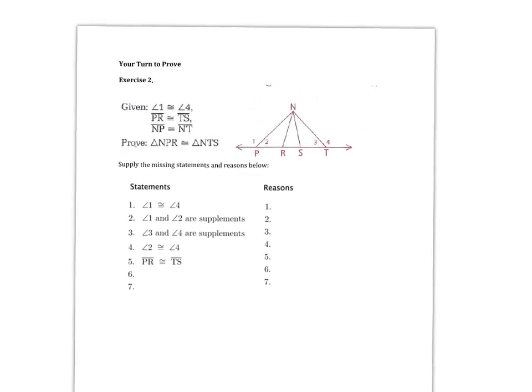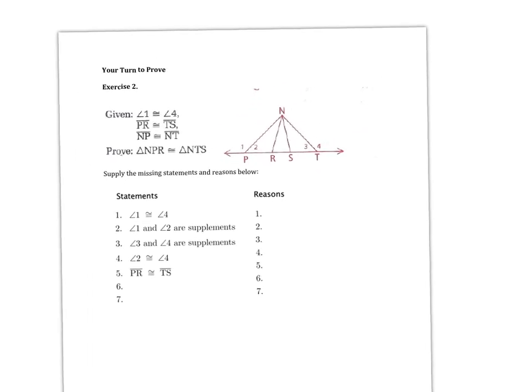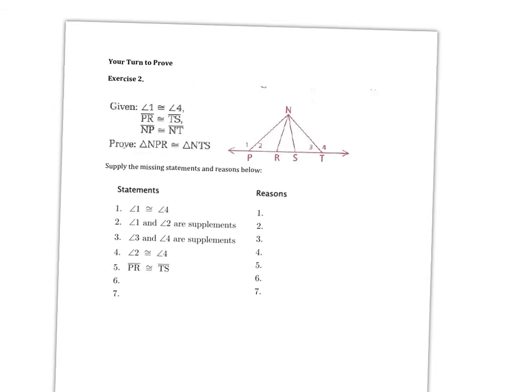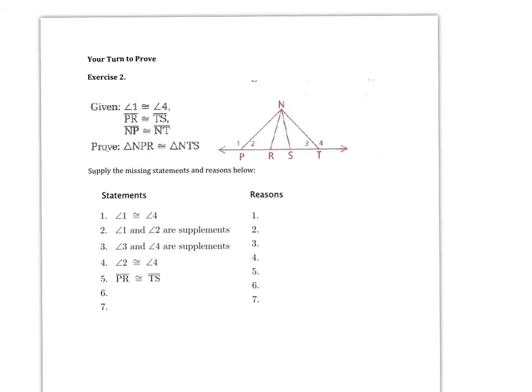So here you are to prove that these two triangles, NPR and NTS, are congruent. Those are the two outer triangles there. And so we have this triangle being congruent to this triangle. And by the way, this should say angle 2 is congruent to angle 3. Yet another error. Okay, so we have 1 and 4 congruent as a given.